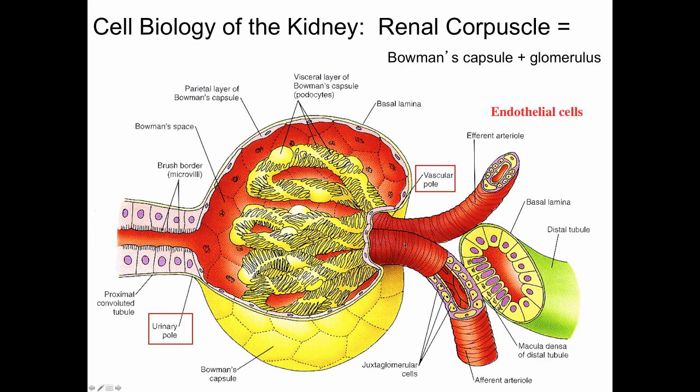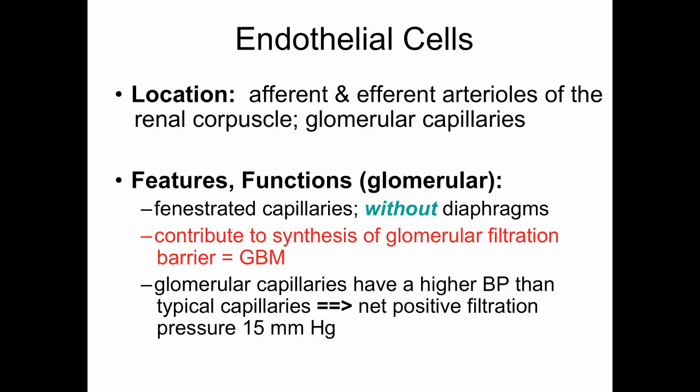So the first cells I want to take just a couple of seconds to talk about would be the endothelial cells. And the endothelial cells could be the endothelial cells in the afferent and efferent arteriole going into or out of the renal corpuscle, and of course the endothelial cells of the glomerular capillaries. Now the endothelium in the afferent and efferent arteriole are fairly typical endothelial cells.